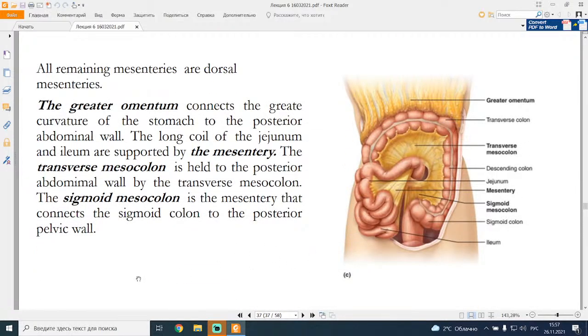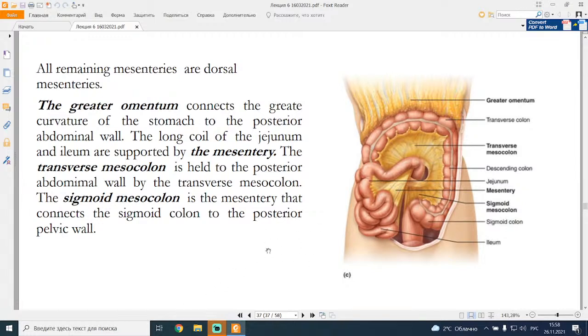All remaining mesenteries are dorsal mesenteries. The greater omentum connects the greater curvature of the stomach to the posterior abdominal wall. The long coil of jejunum and ileum are supported by the mesentery.